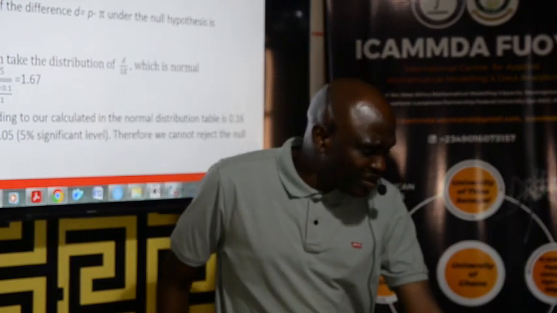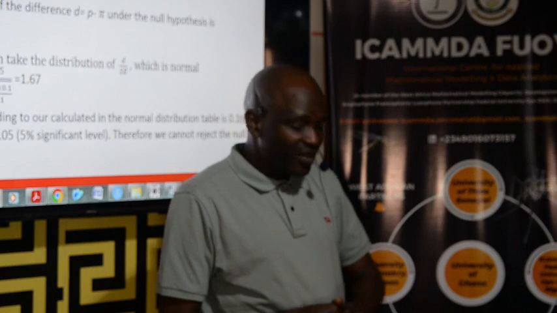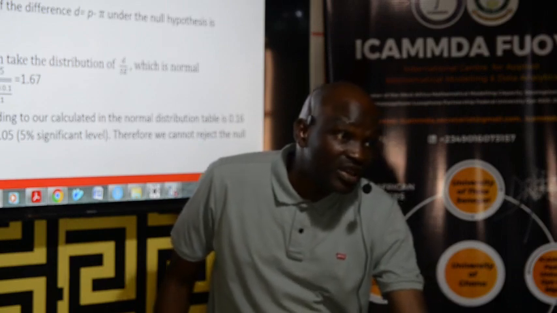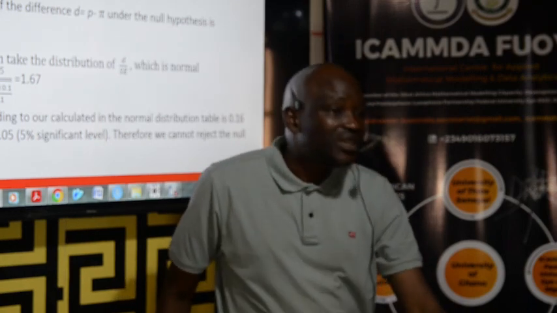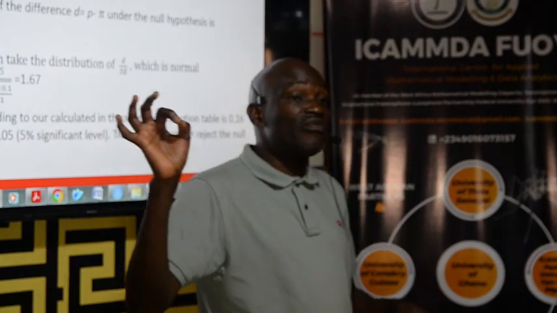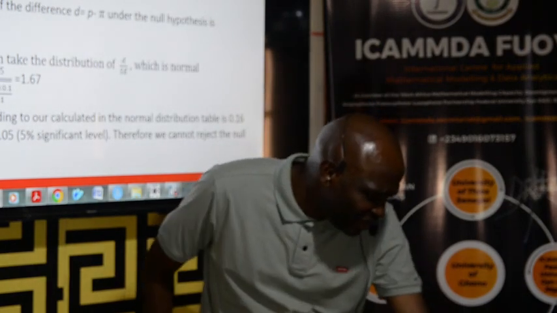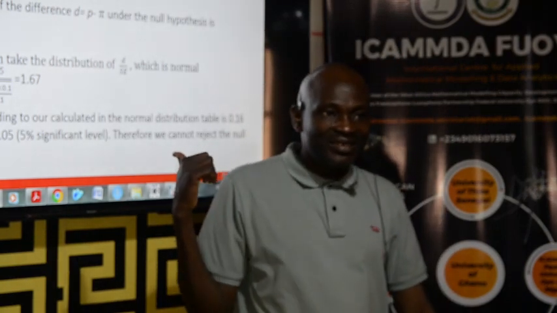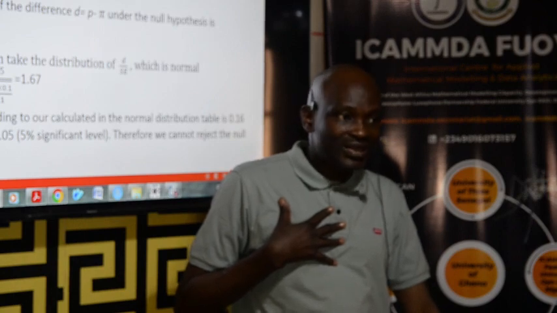We got this to be 1.67. If you go to the table of the normal distribution, check this against the corresponding critical value. The p-value corresponding to the calculated value is 0.16, which is greater than the tabulated 0.05, the critical value set. Once that happens, what do you do? You accept the null hypothesis. That's what we do in classical statistics.